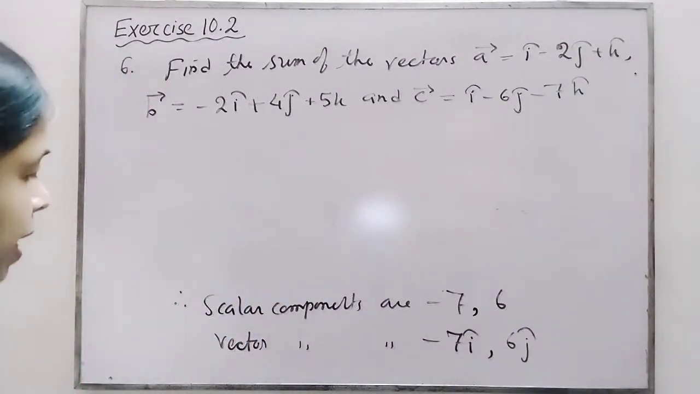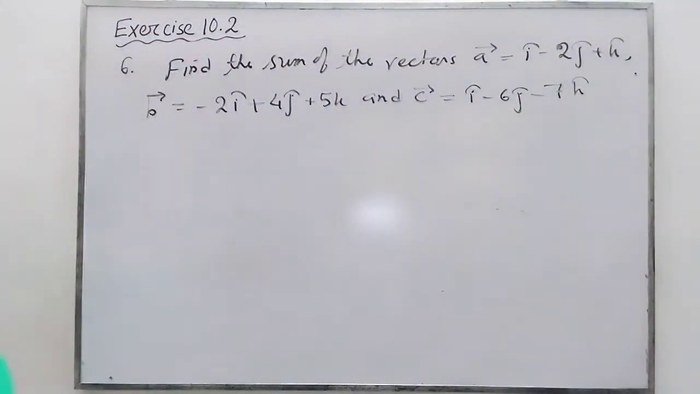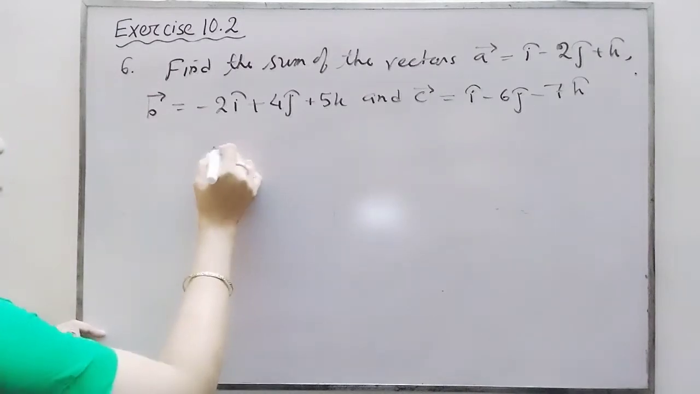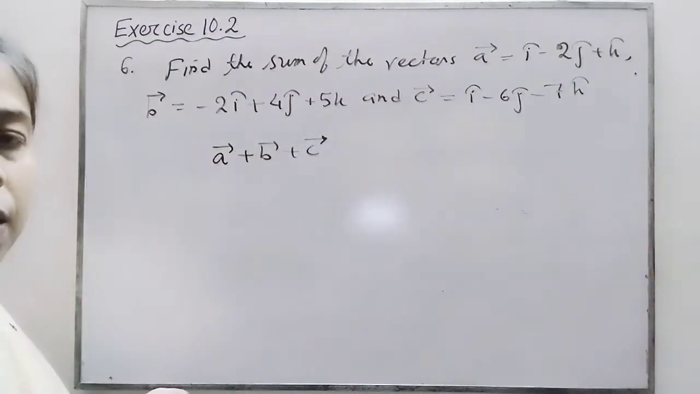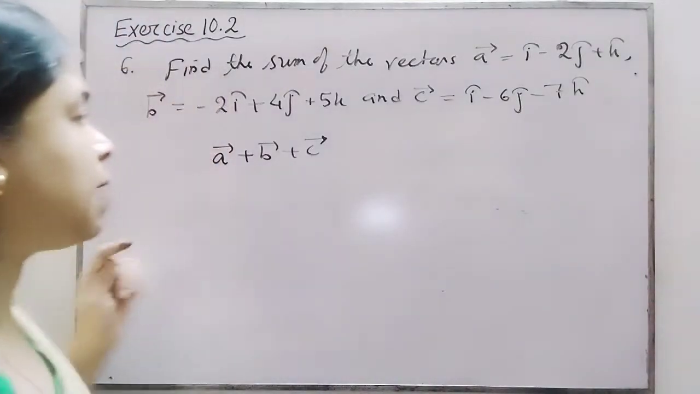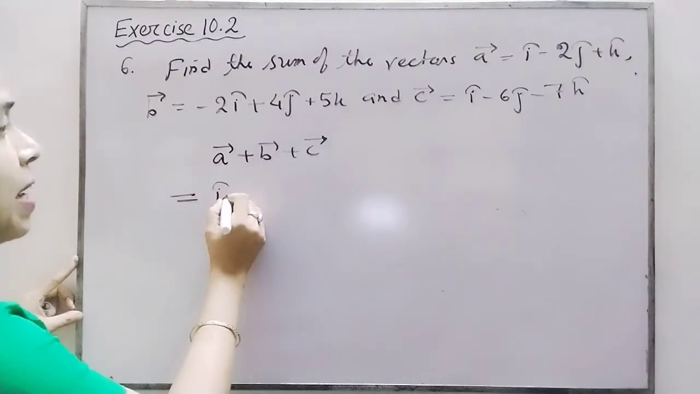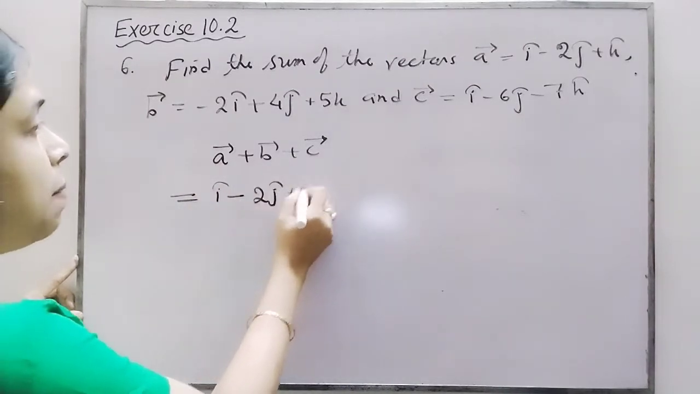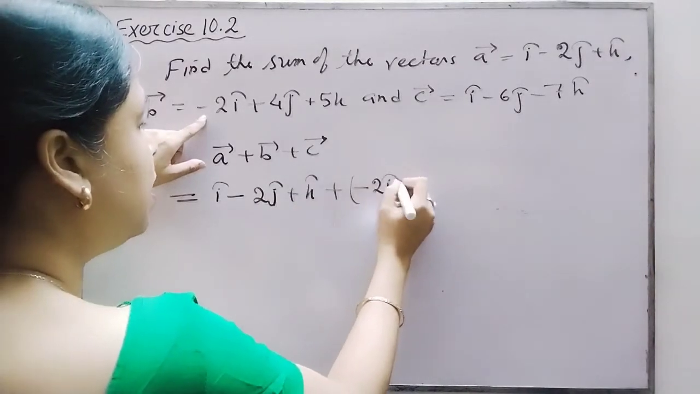Sum means add. You have to simply add the vectors. So what do we do to add? We have to get the value of a bar plus b bar plus c bar. You put the corresponding values and add the corresponding components. Put a bar, b bar, c bar. There is no need for brackets. Then 2j cap plus k cap minus, here I have to put a minus sign, 2i cap.